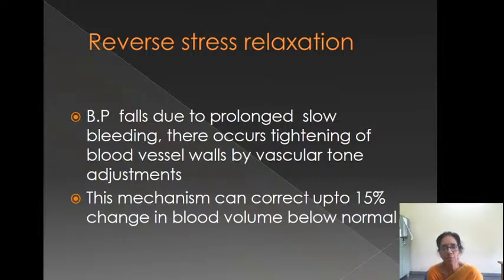Immediately there will be tightening of the blood vessel walls by the vascular tone adjustments, because of less stress on the walls, they become very tightened. So your BP is increased because a lot of fluid will enter the vessel. This mechanism can correct up to a 15% change in the blood volume below normal. So this is reverse stress relaxation. Whenever there is tightening of the blood vessel walls because of the vascular tone adjustments, fluid will come into the blood vessels, and this will increase your BP.